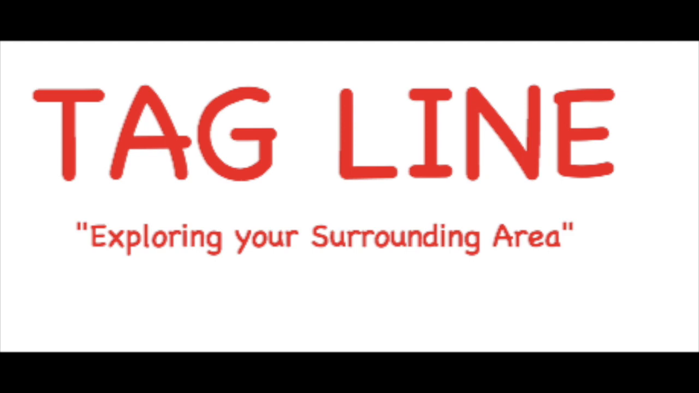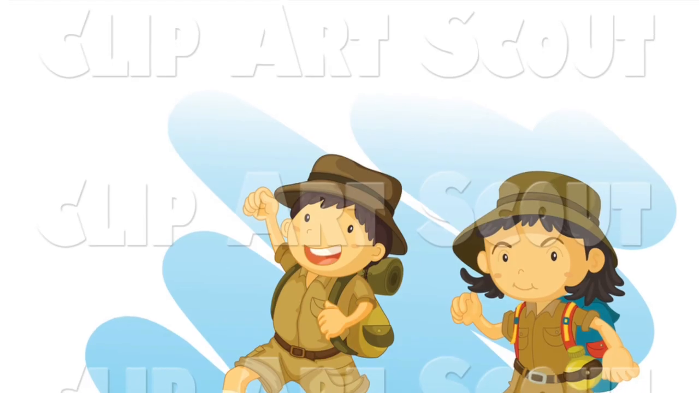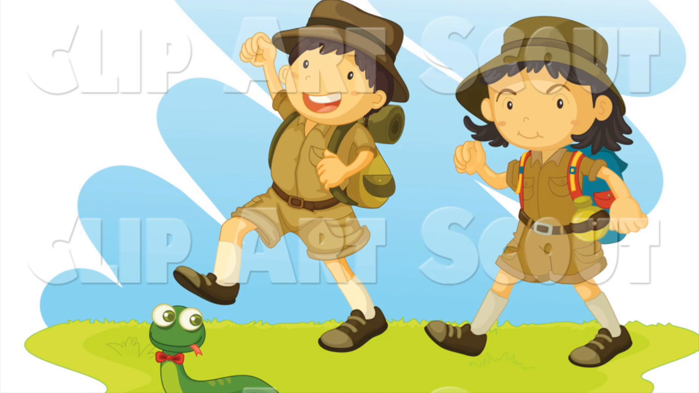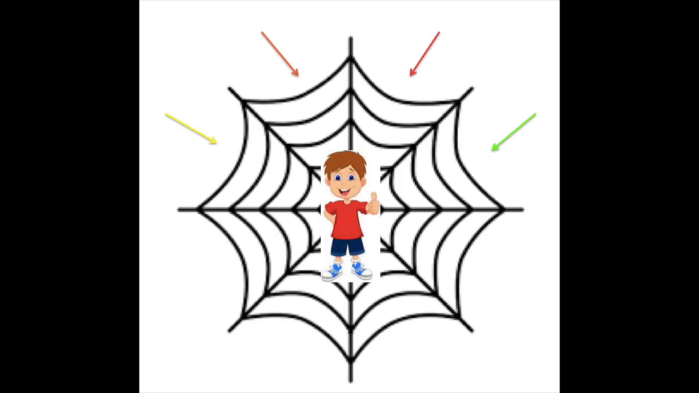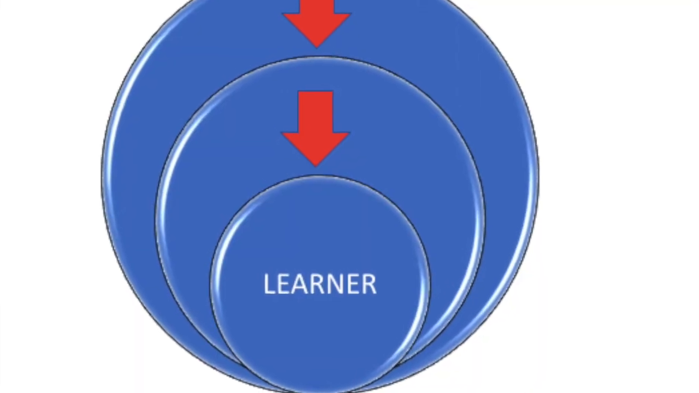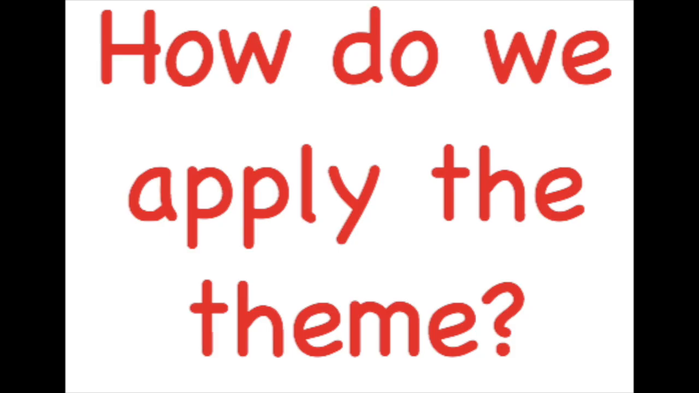Having a child-friendly tagline is integral to a successful webbed approach. This tagline is creative and personal. It plays to children's natural sense of adventure. Importantly, the theme is learner-centric, which is essential for the creative approach to work. How can we apply the theme to maths and science?